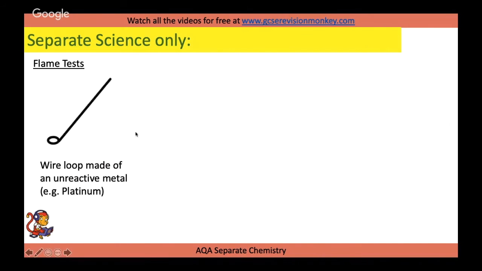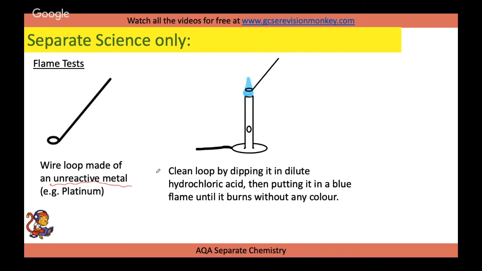So the cations, flame tests first of all. You have a wire loop of unreactive metal, okay, it can't react with the metal that you're going to put on it, otherwise it will make a different colour. For example, platinum. You clean it by dipping it in acid. That will react with any of the metal, getting rid of it, and then putting it in a blue flame until it burns without any colour. You then allow it to cool and dip it in your sample.